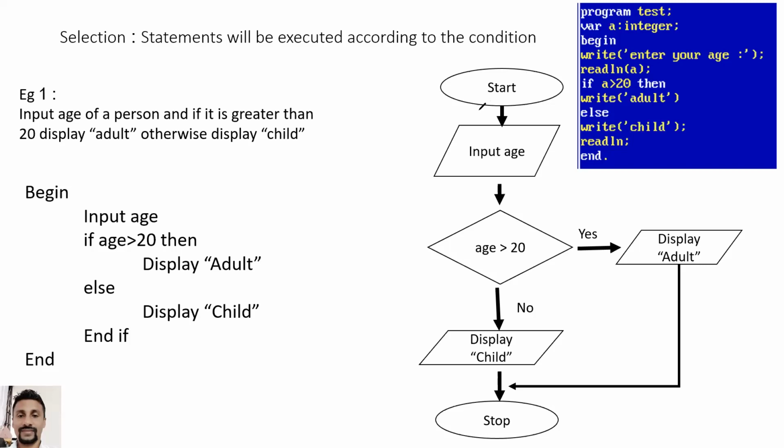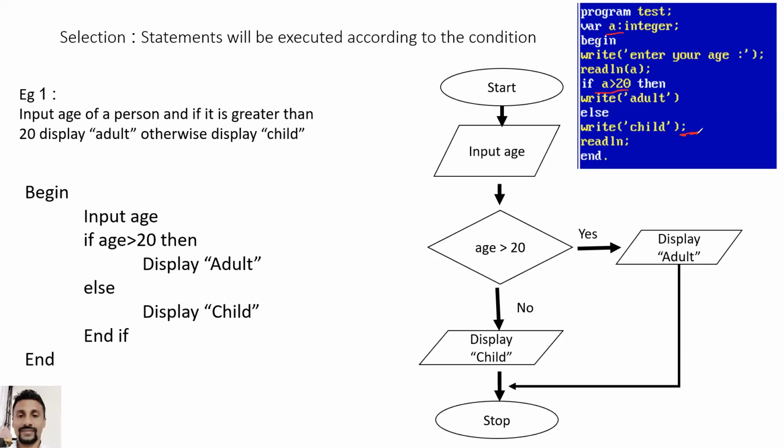Okay, look at the Pascal program. Program test, I'm using the same name. Variable, I have taken a variable A. That is integer, I'm taking because age you have to give as an integer. Then write, enter your age, then readln A, the same thing. Now here, see, if condition A greater than 20, write adult, else write child.